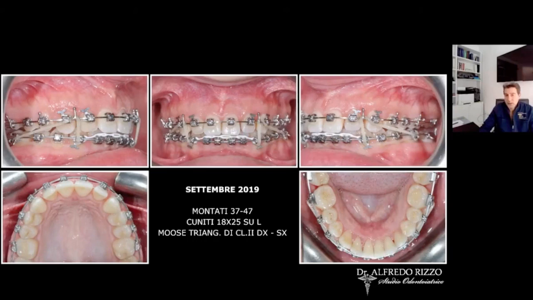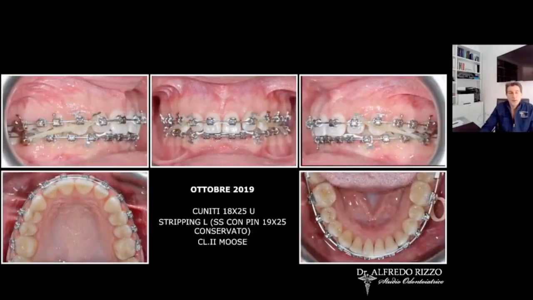Here I have bonded brackets to the lower second molars and switched to copper nickel titanium 18/25 in the lower jaw in order to include the second molars in the system. We have added mousse elastics in triangle. We hold the canines in the stable position and we add the horizontal force to improve the class of the bite correction. In October, we have rebonded certain brackets.